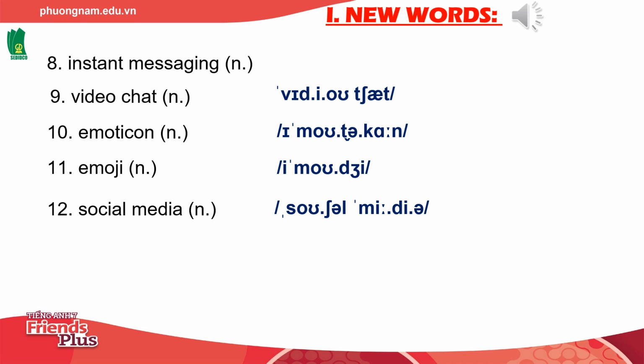11. Emoji, noun. An emoji is a small digital image or icon used to express an idea, emotion, or feeling. Unlike emoticons, which are made with keyboard characters, emojis are actual images like a grin for happy, crying for sad, and a red heart for love. They are commonly used in instant messaging and social media. Let's say it. Emoji.